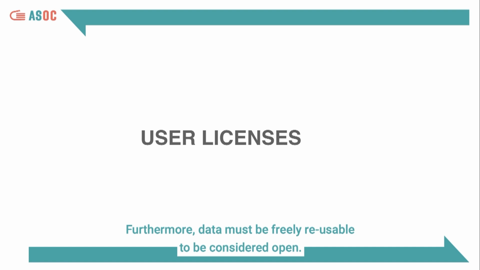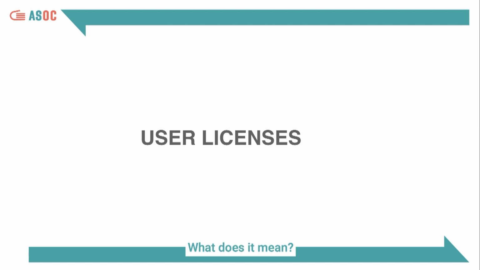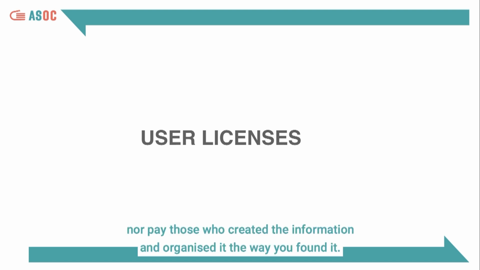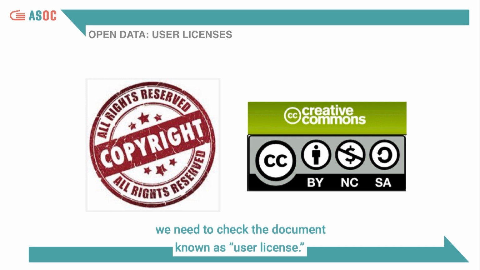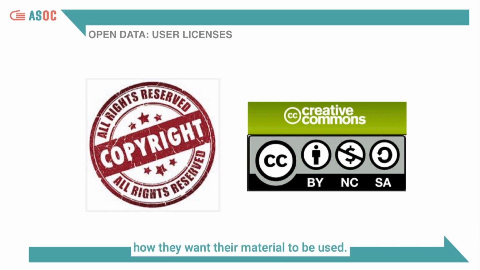Furthermore, data must be freely reusable to be considered open. What does that mean? It means that in order to reuse them, we must neither ask for permission from nor pay those who created the information and organized it the way you found it. To find out if we can use them freely, we need to check the document known as the user license. In creative works, or in a database, or even a software, the copyright owner tells us through the user license how he or she wants the creation to be used.